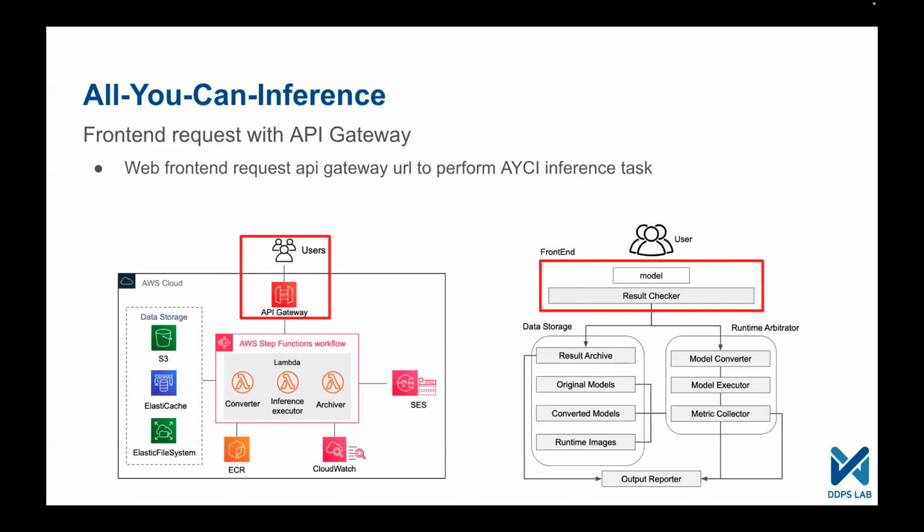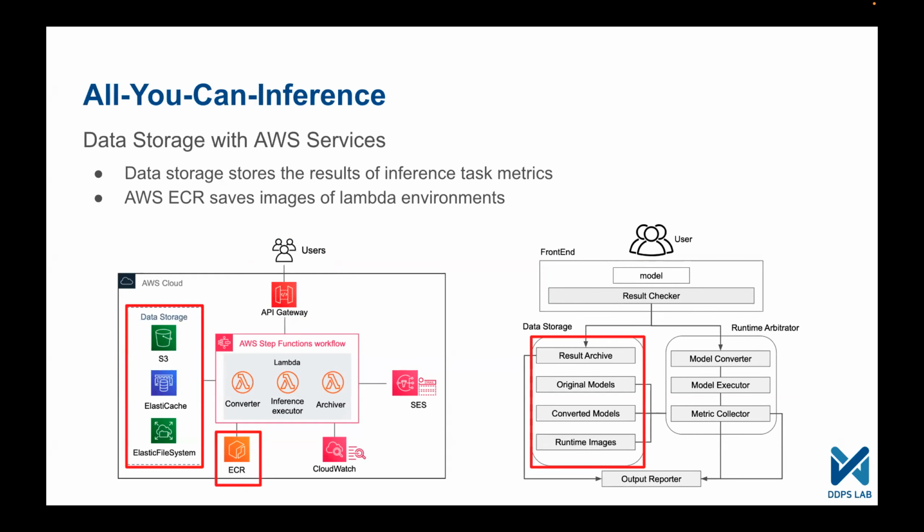The result checker checks the result archive in data storage, which saves the results of models already executed. If the model has already been executed, the system does not run any task and responds to the user with the previous results in data storage. Data storage consists of AWS S3, ElastiCache, and Elastic File System. It stores original models and models converted by optimizers, which are ONNX or TVM, and also stores users' execution results.